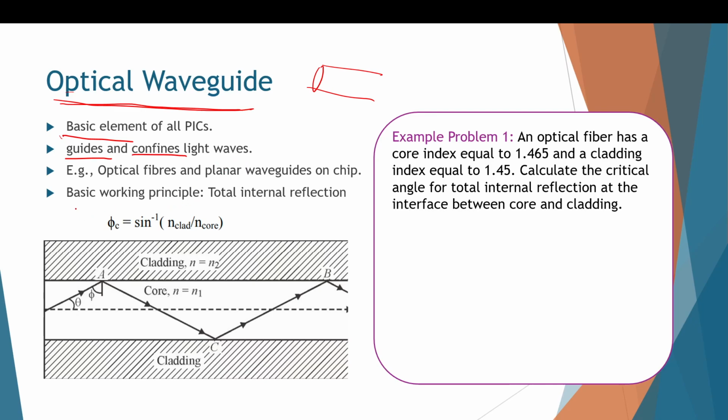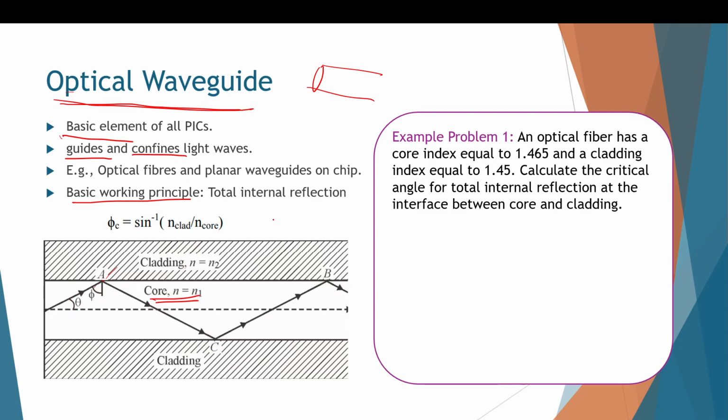So what is the basic working principle? It is total internal reflection. Whenever light is incident from a higher index medium to a lower index medium above a certain critical angle, it will be totally internally reflected. So there won't be any refraction part. All the light intensity will be internally reflected. So this is the basic ray optic picture of how a waveguide works.